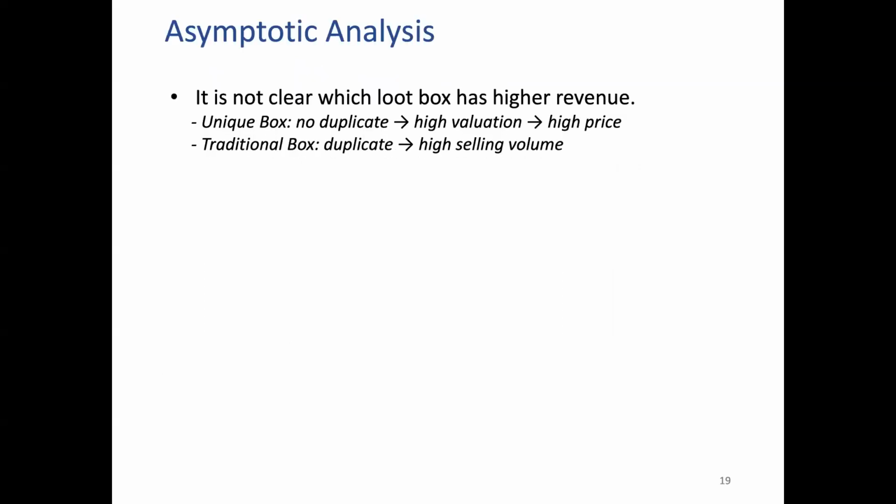So in the paper, it is actually not clear which loot box has higher revenue, because intuitively, unit box has no duplicate, so people have high valuation for that, and we can set a high price for unit box. On the other hand, traditional box has duplicate. So in that sense, they will have high selling volume, so high revenue. So it is actually not clear which loot box has higher revenue.